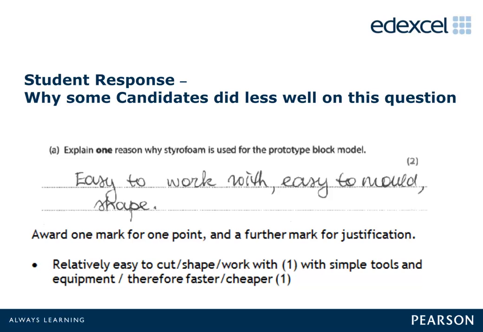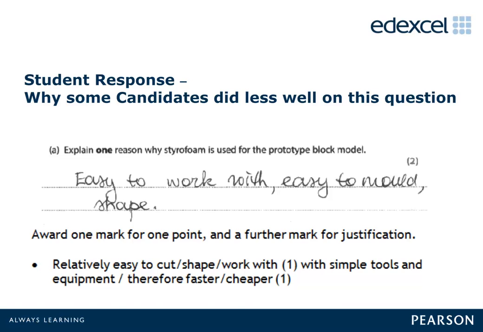If the response is considered alongside the first bullet point from the mark scheme, the candidate has effectively repeated the identification but has not expanded on this. They have stated that it is easy to work and easy to mould shape, which is a repetition of the same marking point. Even if this question had more marks available, this response would still have been limited to 1 mark.